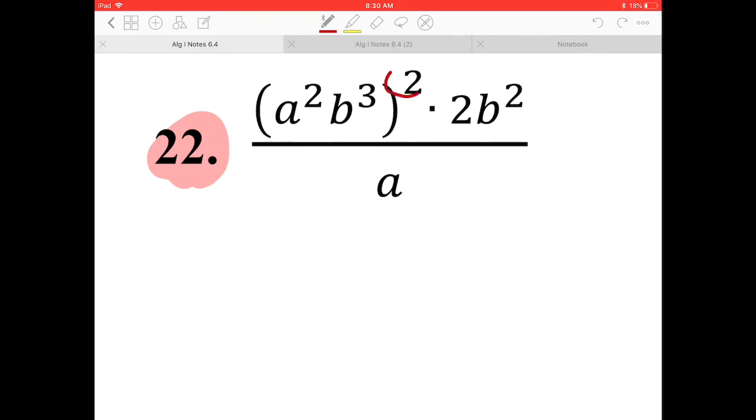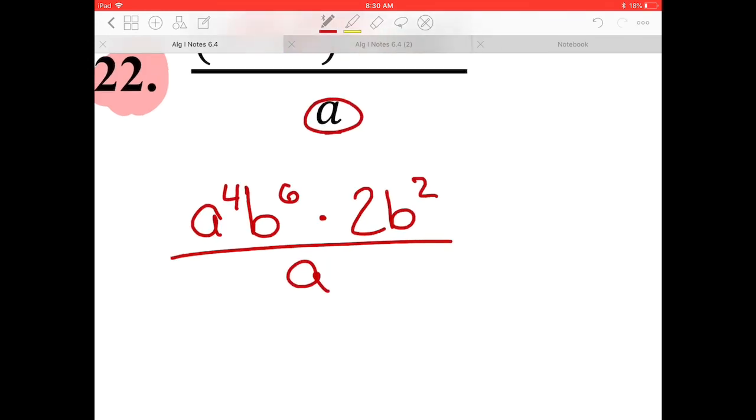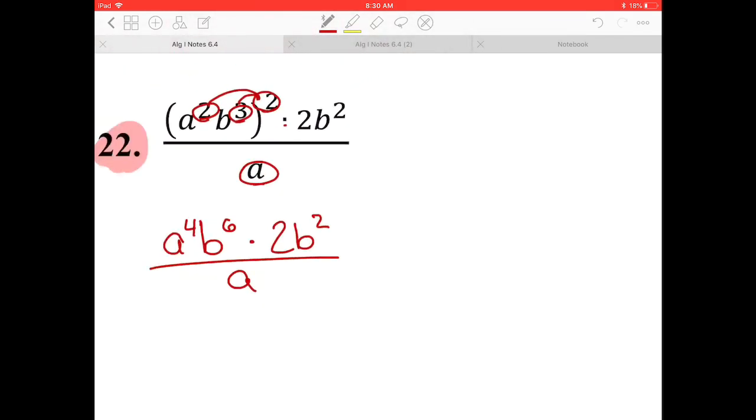For this, remember, powers on top of powers means you're multiplying your exponents. So this is going to be a to the 4th, 2 times 2. And then b to the 6th, 3 times 2. Okay? Times 2b squared. And that whole thing is over a. Okay? So now what we're going to do is multiply in the numerator here. So we have 1 in front of this whole thing, technically. And 1 times 2 is just going to stay 2.